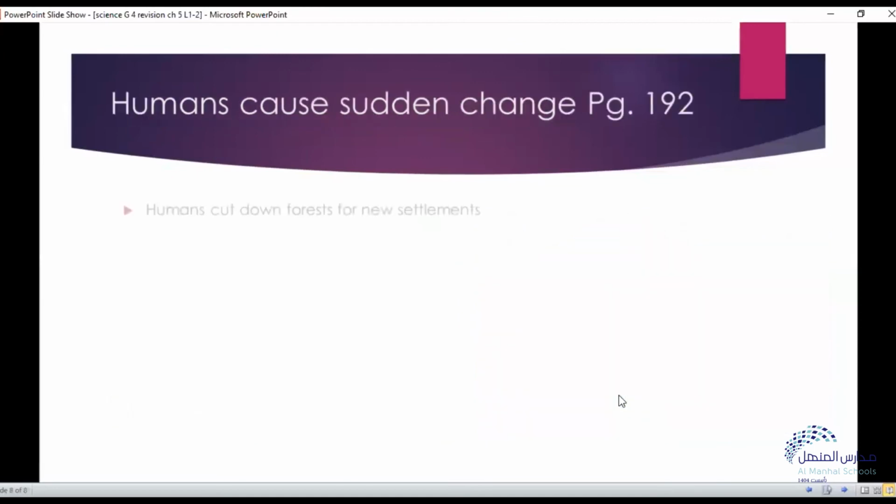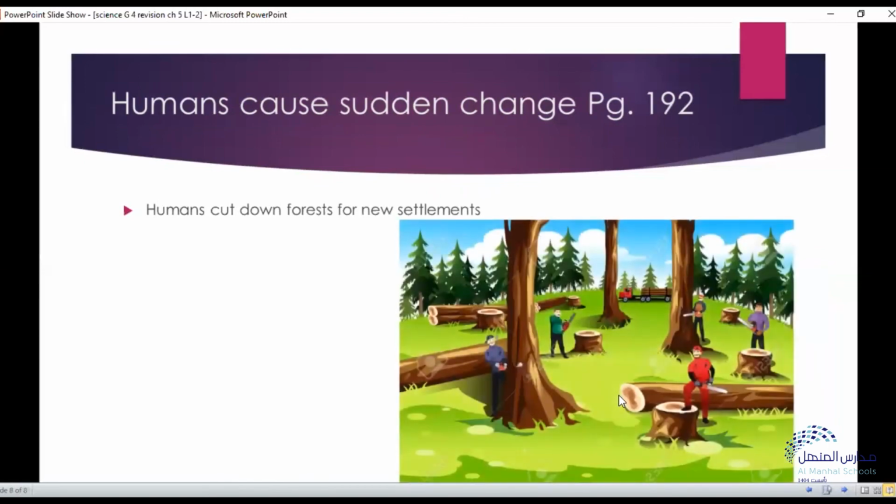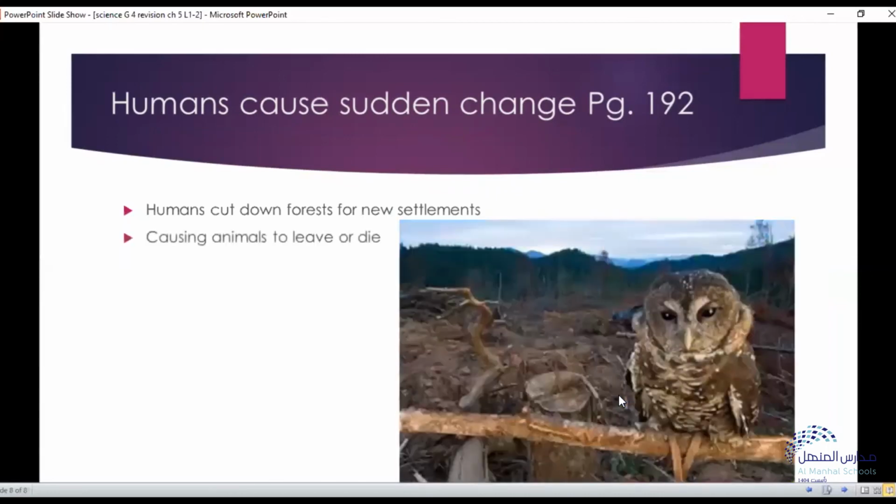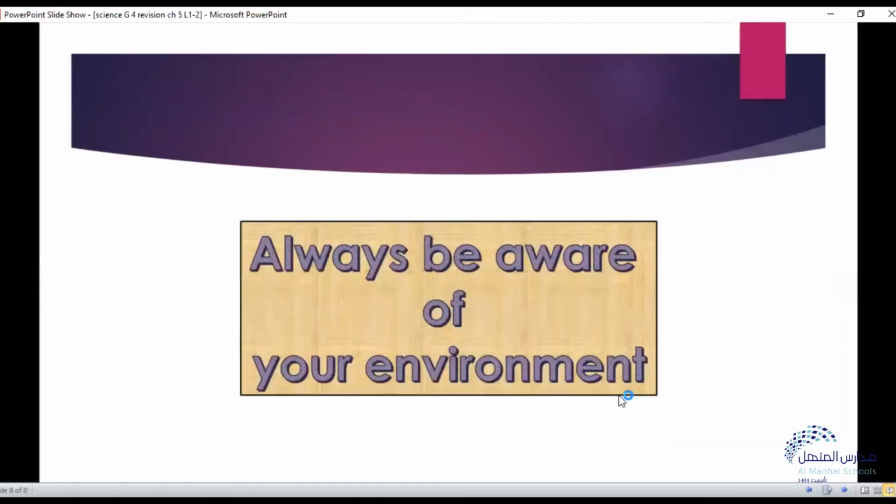Humans cause sudden change. Humans cut down trees for new settlements. When they cut down trees, they cut down homes of other animals. This causes animals to leave or sometimes die. So what you need to do is always be aware of your environment.